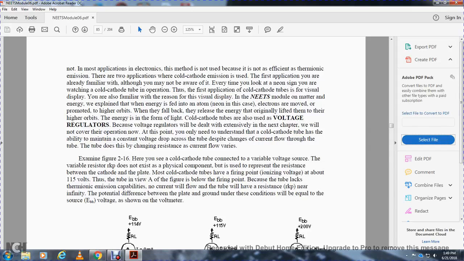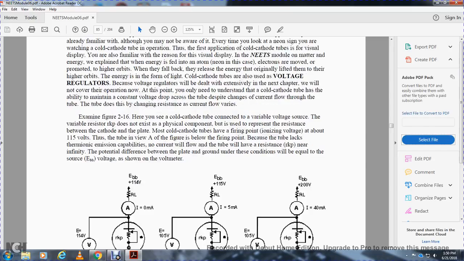There are no physical components that represent the resistance between the cathode and the plate. In a cold cathode tube, the firing point, or ionization voltage, is about 115 volts. In view A of the figure, the tube is below the firing point. The tube lacks the thermionic emission capability for current to flow, so the tube resistance between cathode and plate is near infinity. The potential difference between the plate and ground under these conditions will equal the plate supply voltage, as shown by the voltmeter.